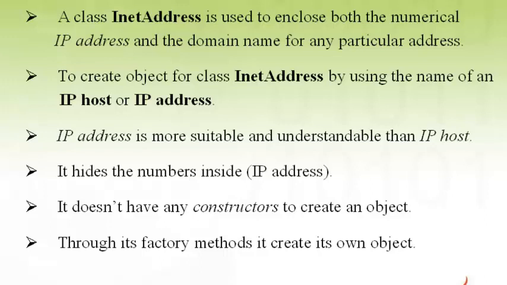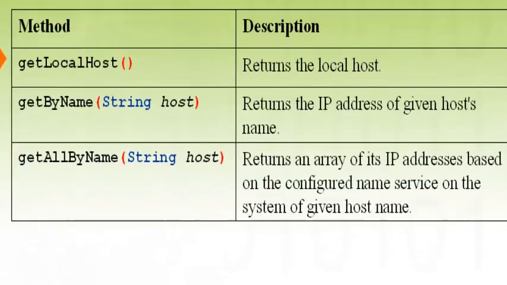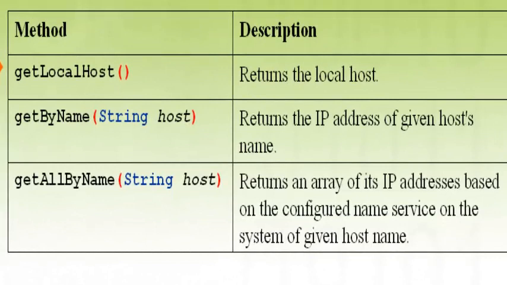To create an object of the InetAddress class, we use the name of an IP host or IP address. Now the IP address is more suitable and understandable than the host name. It basically hides the number inside. It doesn't have a constructor to create an object. Through its factory methods, it creates its own object.